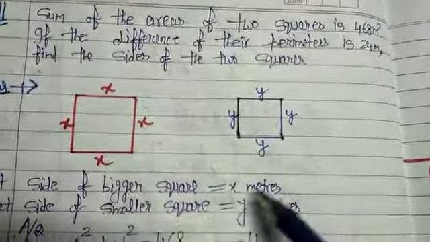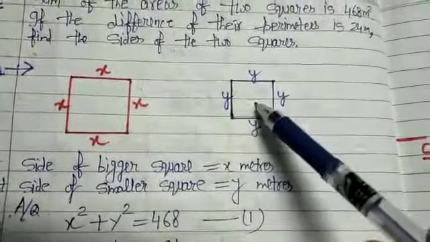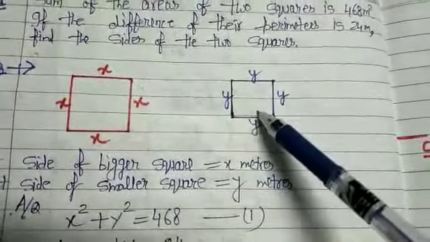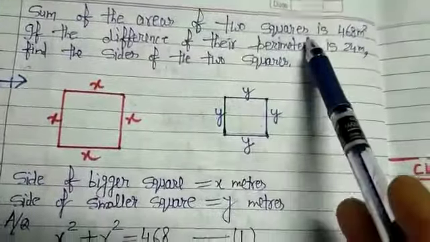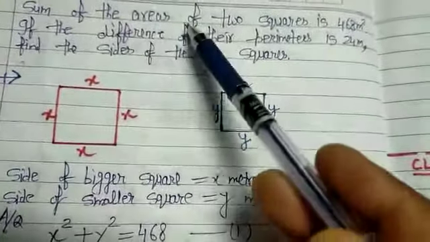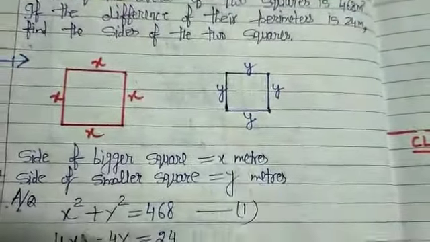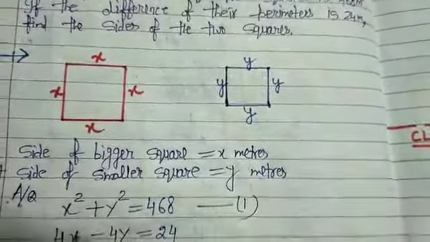Let us suppose the side of the greater square is x, and the side of the smaller square is y. It is given that the sum of areas of the two squares is 468. Area of a square is side into side, so x into x becomes x square, and y into y becomes y square. So the sum of their areas is 468.